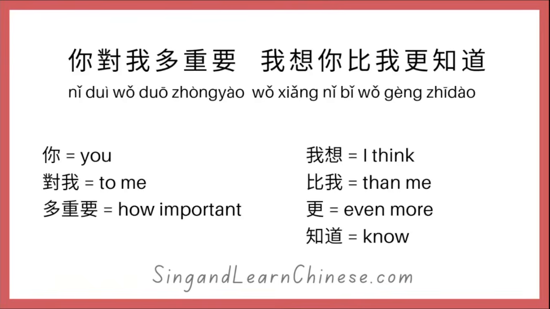Then we have 你对我多重要. 你, you, 对我 to me, 多 how much, 重要 is important. So how important you are to me. 我想 I think, 你 you, 比我 compared to me, 更 even more so, 知道 is know. So how important you are to me, I think you know it better than I do.